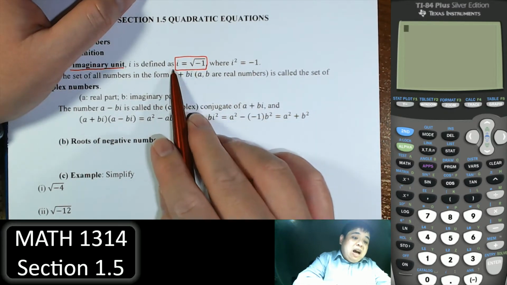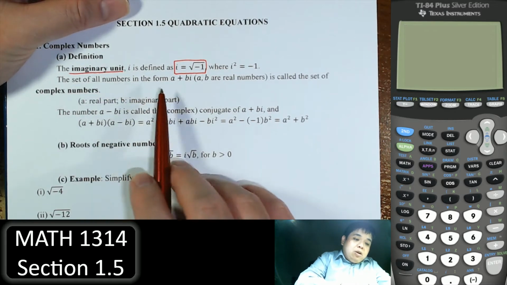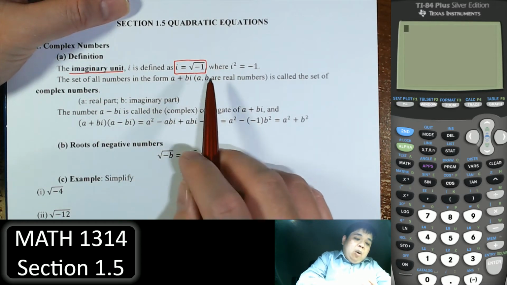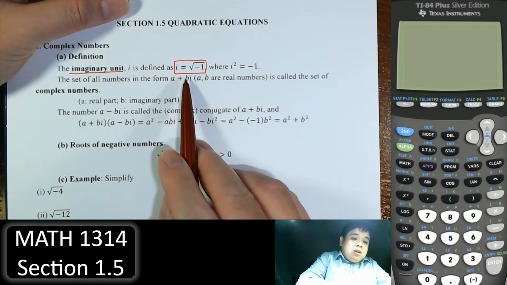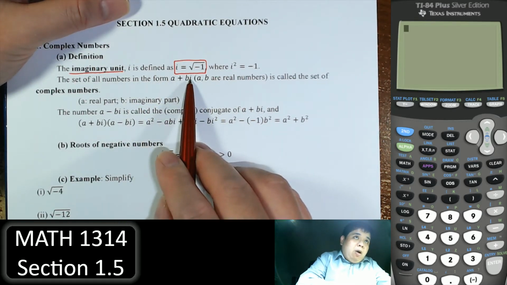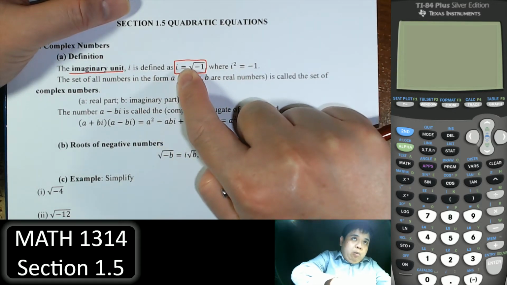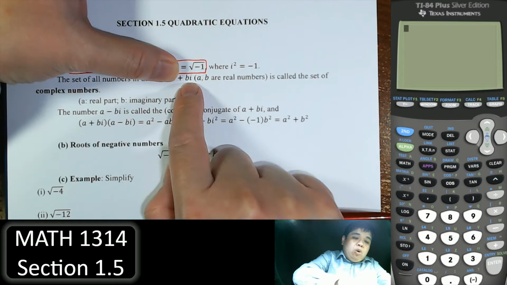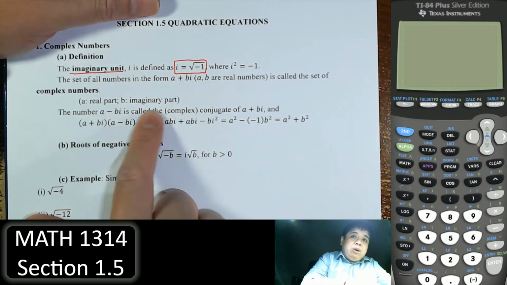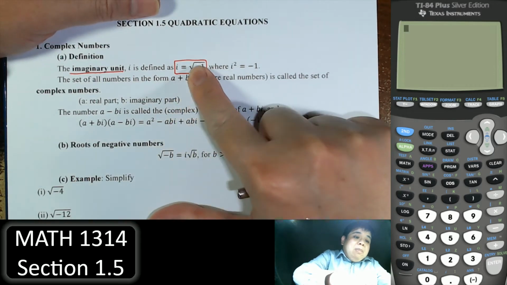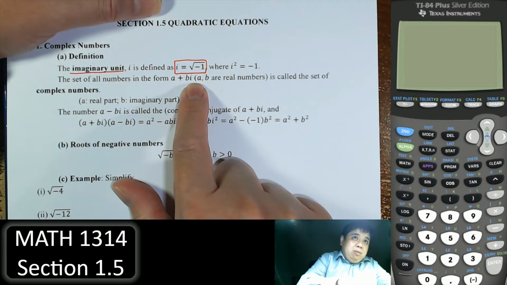More precisely, i is equal to the square root of -1. The set of all numbers in the form a plus bi, where a is a real number and b is a real number, is called the set of complex numbers. So in a complex number we have the real part along with the imaginary part. a is the real part, b is the imaginary part. Notice that b is real but bi is imaginary. So we have a real and we have an imaginary.